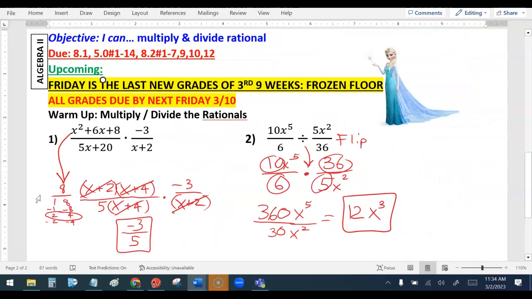But I do want you to finish 8.2, number 1 through 7, 9, 10, and 12. And then any missing work. Somebody else will need to do some corrections. I'll get those to you. And we're going to get working here. Here we go.